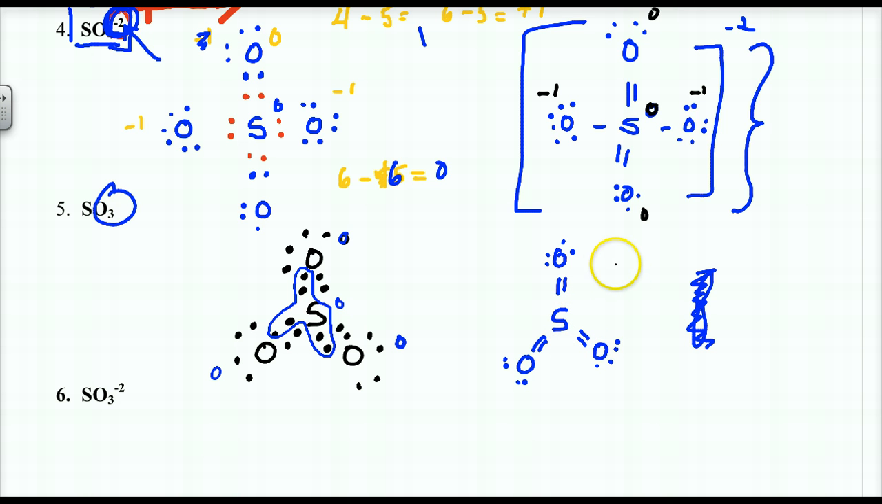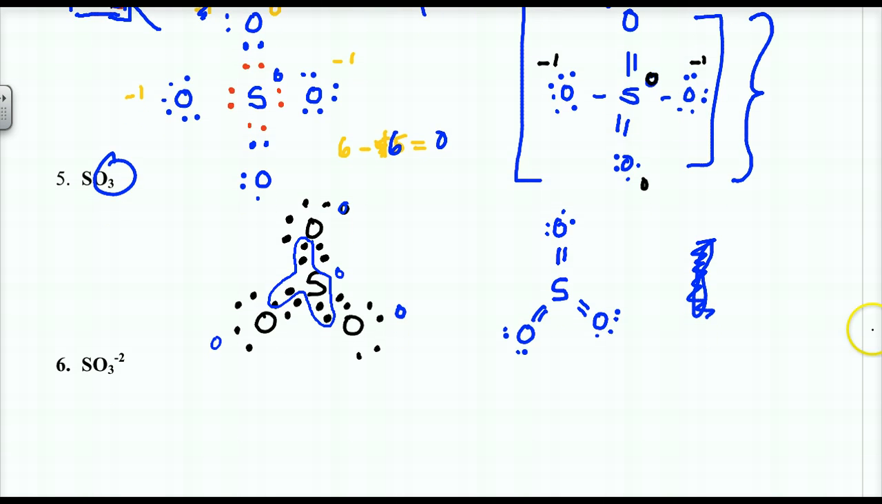Are d orbitals involved? Is there something else? Is there that idea of a positive ion creating that? Well, according to what we know, we're not really sure. There needs to be another theory to explain why, but you're able to draw it based on your rules.